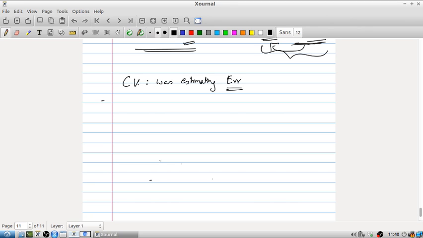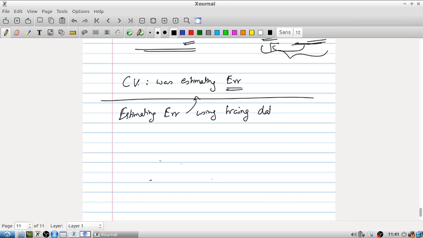So we've already seen cross-validation. Let's now look at estimating ERR. Cross-validation is one technique, but we're going to do estimation of ERR using training data. Okay, so do you think it's a good idea to estimate ERR using training data? Why is that?